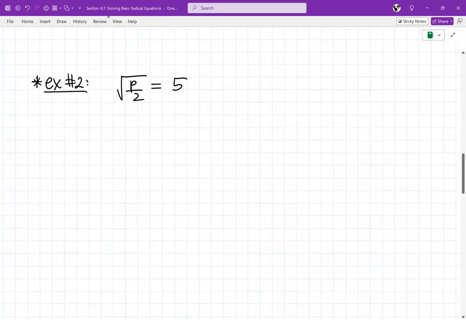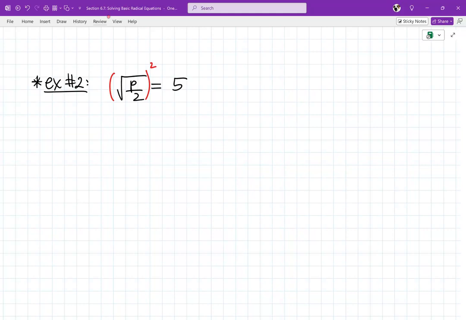So here's another one. The square root of p over 2 is equal to 5. Again, there's nothing dividing the radical, right? There's no number down there. There's no number in front of it that's multiplying it, right? There's no number adding or subtracting to the radical on the left side. So it is simplified.